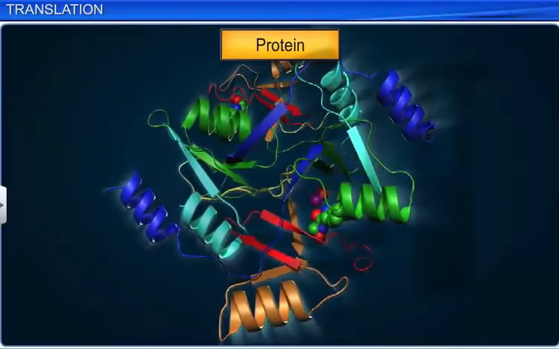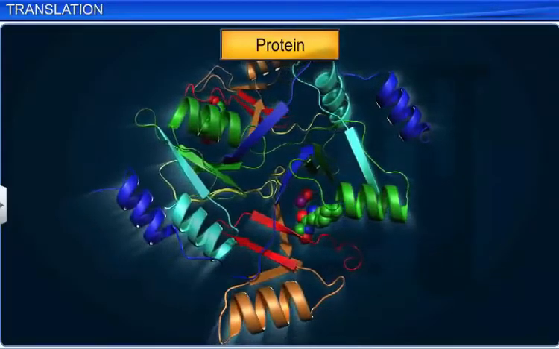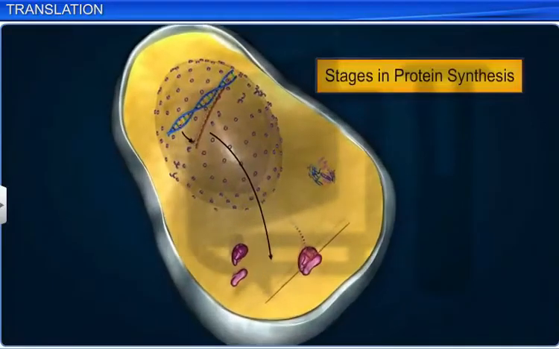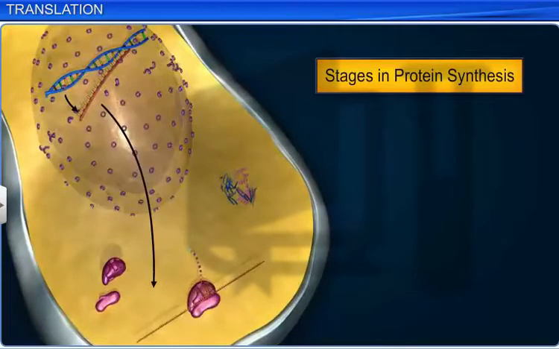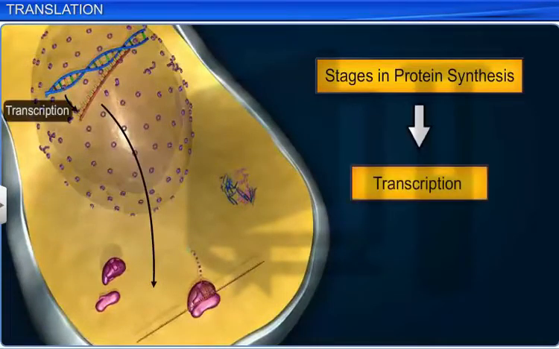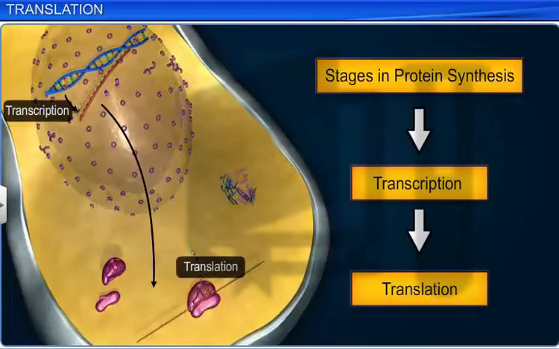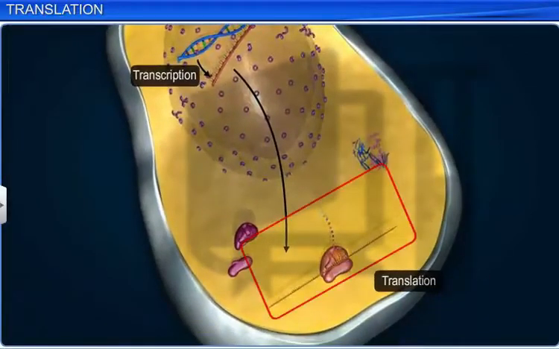Proteins play a pivotal role in the proper functioning of any organism. The synthesis of proteins occurs in a cell in two phases, namely transcription and translation. The process of converting mRNA codon sequences into an amino acid polypeptide chain is called translation.